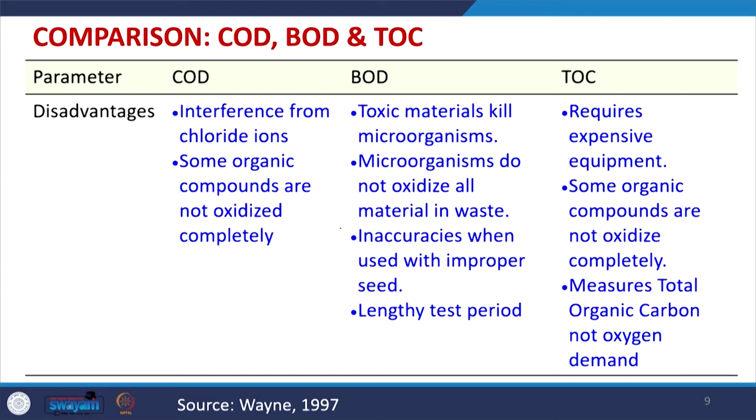Also, some of the highly aromatic compounds may not get easily oxidized. In the BOD, the problem is that if toxic materials are present, they may kill the microorganisms themselves. So, microorganisms will not be able to eat other materials, and the BOD estimated will be much lower than the actual value. If there is no seeding, we do not add microorganisms from outside and we assume that microorganisms are already present in the water. In that case also, inaccuracies may exist.